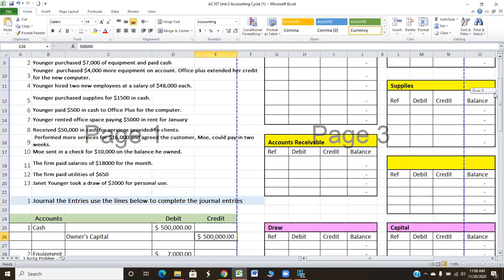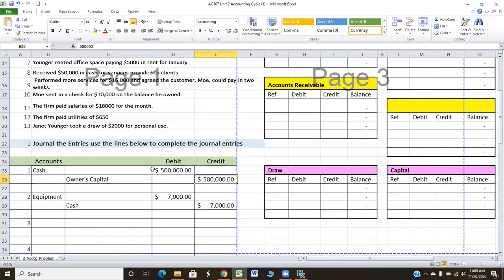So Janice is buying $4,000 more of equipment. So we're going to increase equipment $4,000 by debiting it, since it's an asset, and then we're going to recognize this liability, accounts payable, $4,000. Liabilities, when you're increasing them, so when you're taking on more debt, increase with a credit.